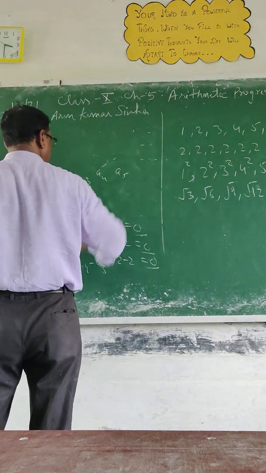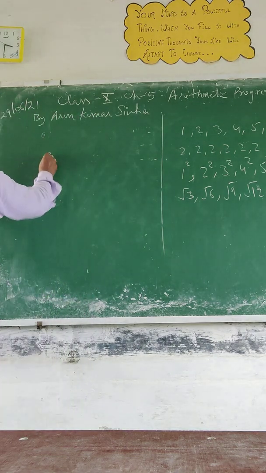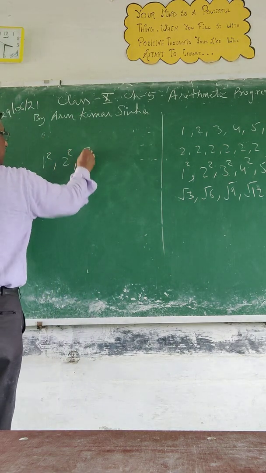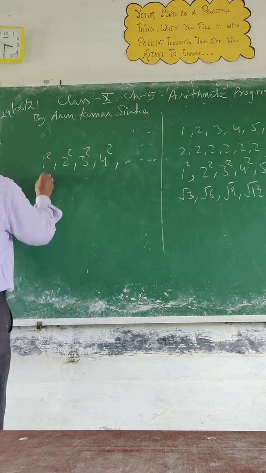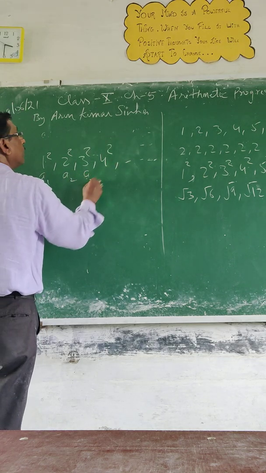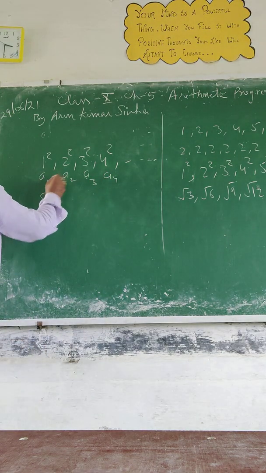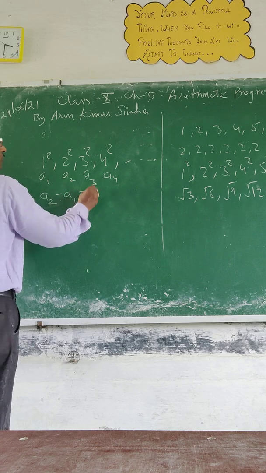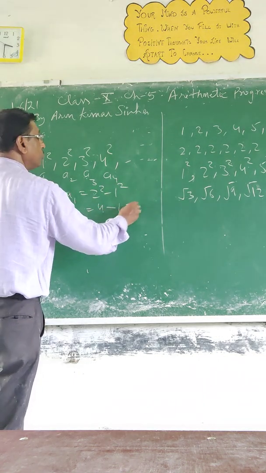Now we will try to understand another example. See, 1 square, 2 square, 3 square, 4 square, and so on. This is your first term, second term, third term, fourth term, and so on. Can you see A2 minus A1? What will you get, children? 2 square minus 1 square. You can see 4 minus 1, that is 3.